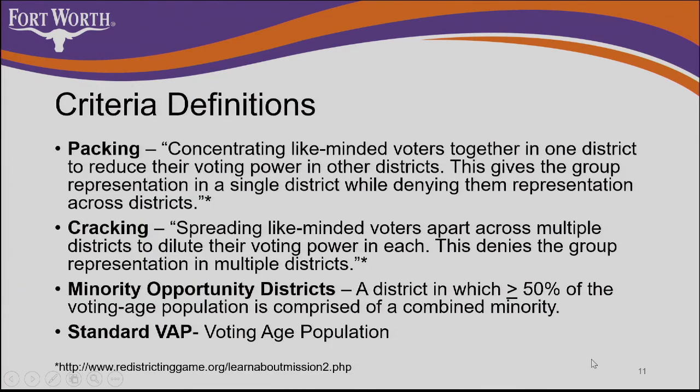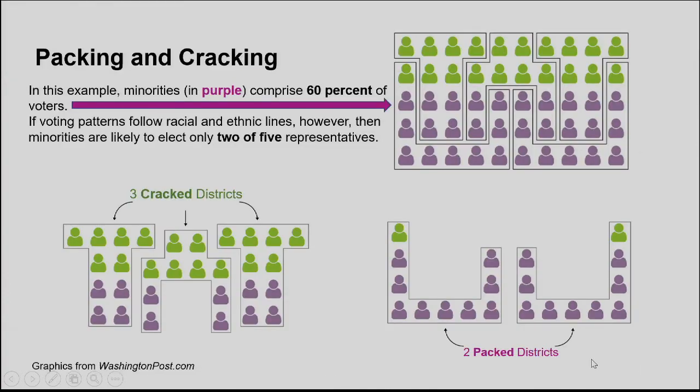And here are some criteria defined. Packing: concentrating like-minded voters together in one district to reduce their voting power. And cracking is really the opposite, in a sense: spreading like-minded voters across multiple districts. And if you really want to dilute the voting strength of a group, whatever that group might be, you engage in a combination of packing and cracking, and we can show you an example, and it can minimize the voting power of that group.